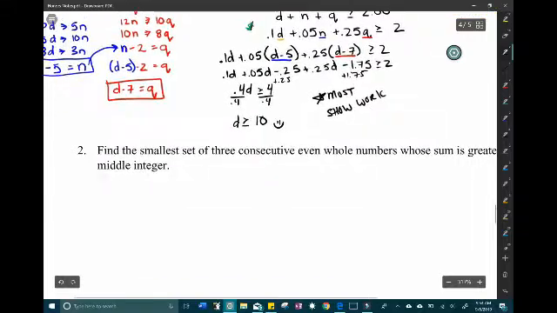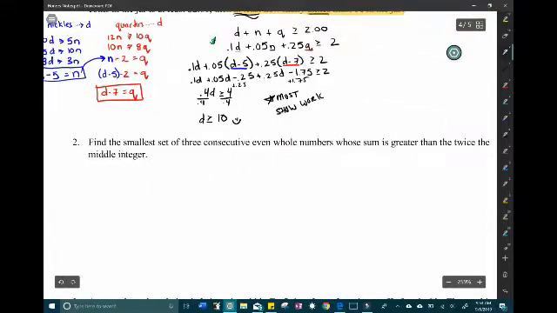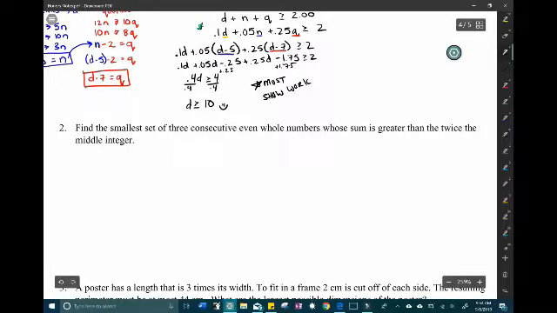Next example. Next example I like to think is actually a little easier. Find the smallest set of 3 consecutive even whole numbers whose sum is greater than twice the middle integer or whole number. That's what it means to say. Oh man, I don't even see any numbers in this one, but we're just going to need to think. The first thing to recognize, here's a little math trick.